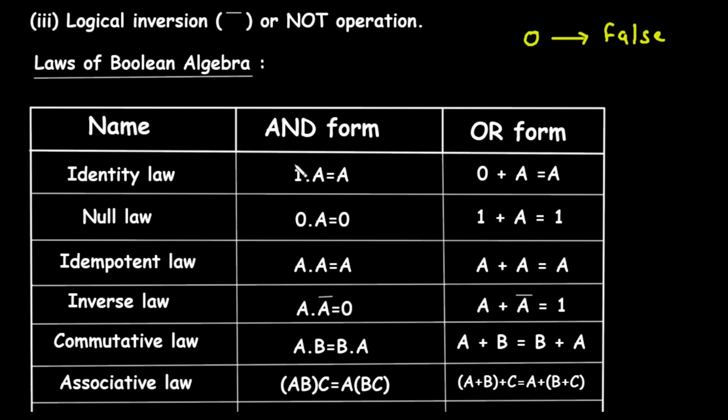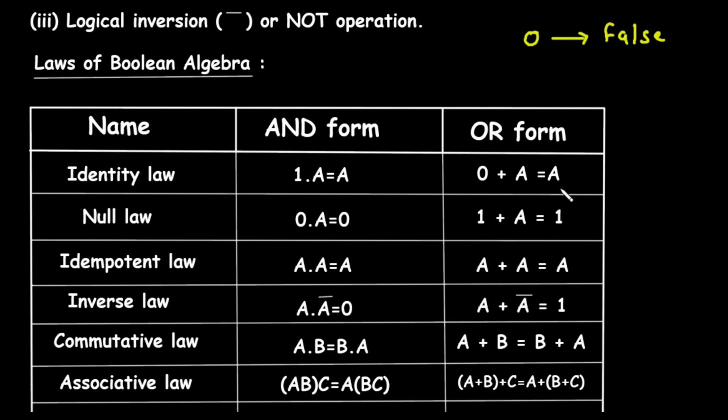Notice the table is split into an AND form and an OR form. So first of all, identity law. The identity law tells us how to use 0 and 1 without changing the original variable. Now here we can see the OR form. So 0 plus A is equal to A. So A OR false equals A.